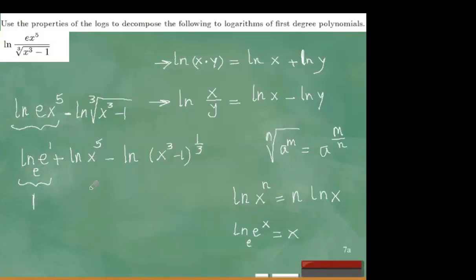Next one, if I want to expand that one, I'm going to move the 5 in front of natural log of x, so it would be 5 natural log of x, minus. Next one, I'm going to move the 1/3 in front of natural log of x cubed minus 1. You notice that I cannot expand x cubed minus 1 because it's not a product, quotient, or power of something. So pretty much you're going to look at the arguments, and if the arguments are a product, quotient, or power of something, we can expand it. If not, we're done. So it looks like that's as far as we can go with this one.